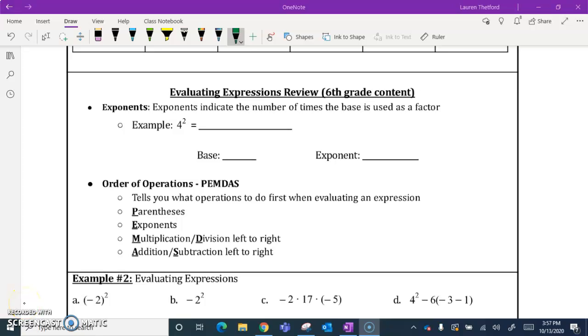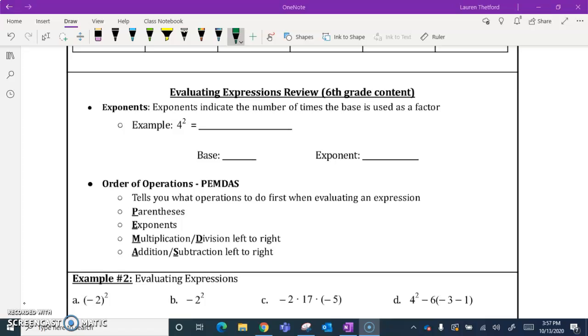All right, so evaluating expressions review, this is sixth grade content. And so we know what exponents are, but if we need a review, exponents indicate the number of times the base is used as a factor. And a factor means like how many times it's being multiplied into something.